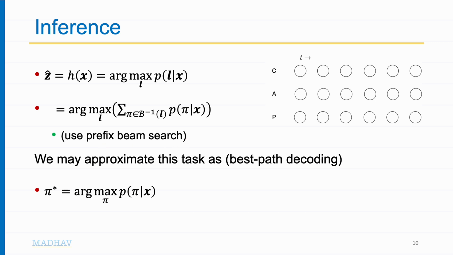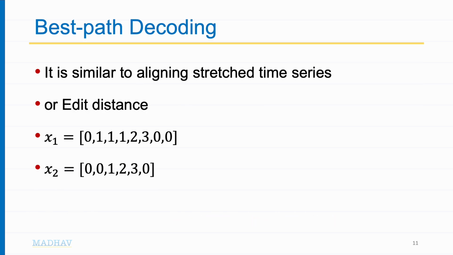Because this is a sequential task, you can use dynamic programming to simplify it. So that's what we do. Both methods are used, but prefix beam search is more accurate than best path decoding. All of you are with me? We discussed this at length in the last class, so I'm not discussing all the details again.